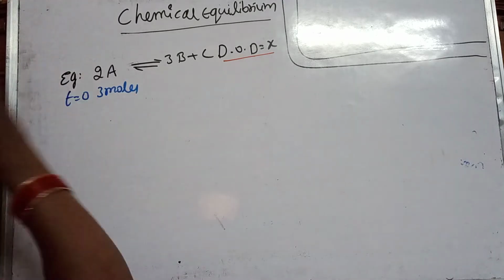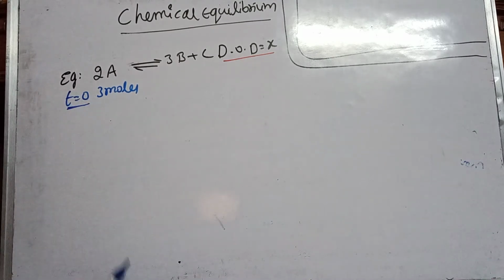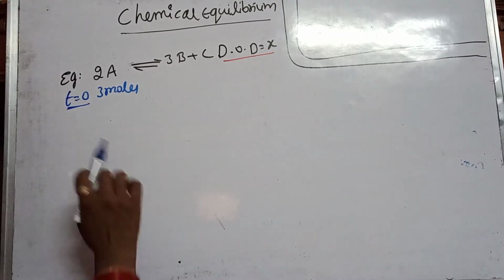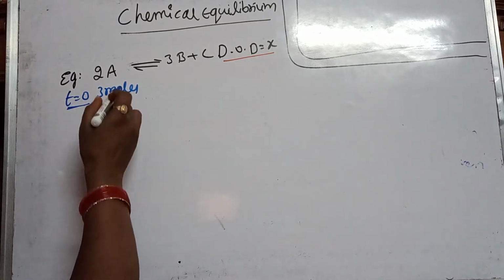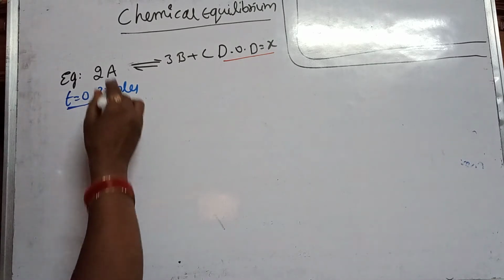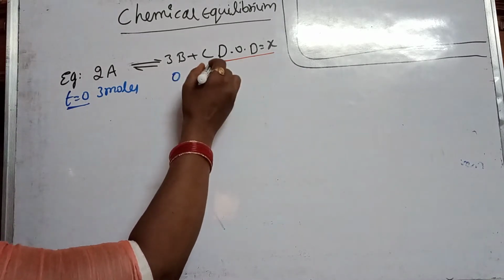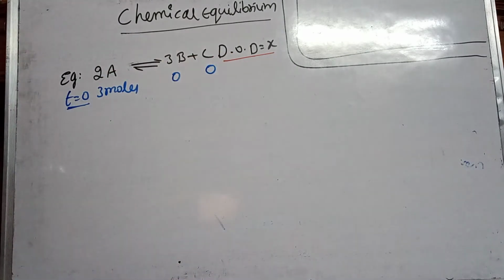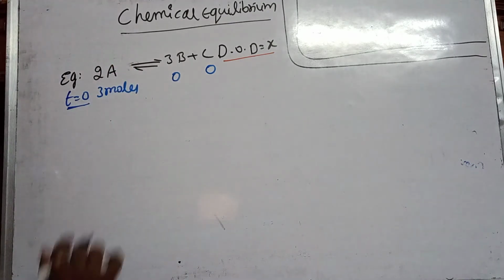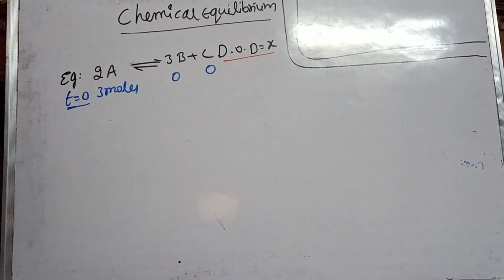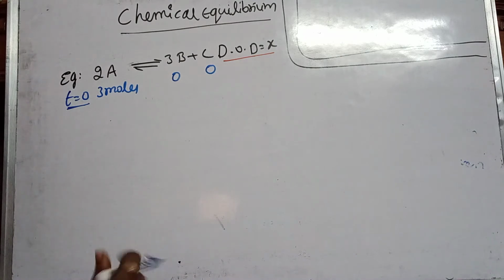At the initial state of the reaction, t is equal to 0, this indicates the initial stage of the chemical reaction. At the initial stage of a chemical reaction, only reactants are present in the vessel. After some time, reactants can convert into products. So at the initial stage, only reactants are present. In the problem, 3 moles of A are given. The initial number of moles of A given in the problem is 3 moles.